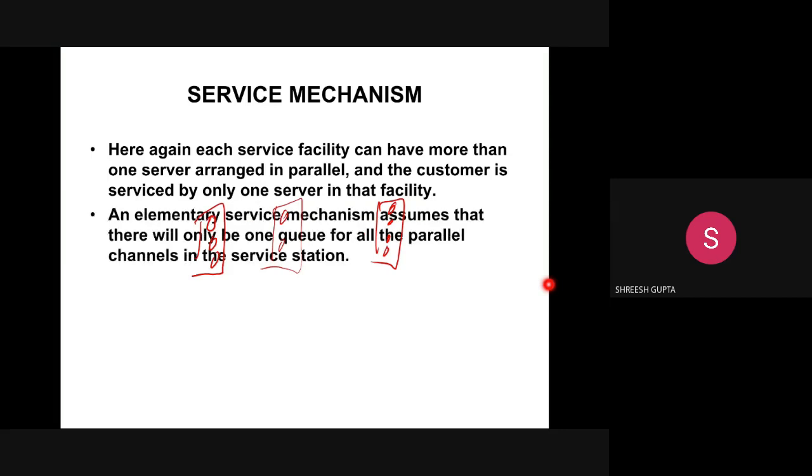The elementary service mechanism assumes that there will be only one queue for all the parallel channels in the system. Whatever system we will study in the course, we assume that there is one queue in front of the multiple servers. There is one queue only, and the first customer will go to the idle server.